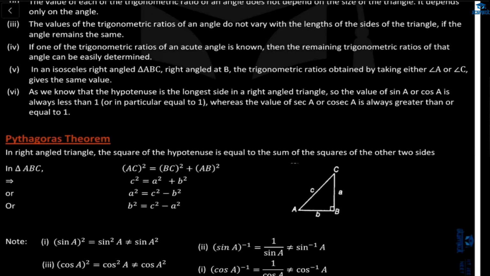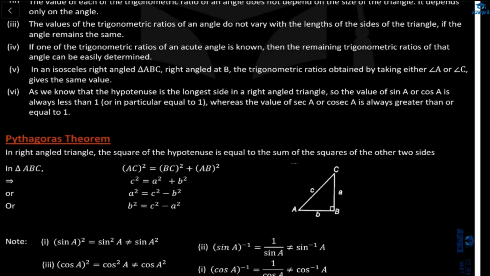As we know, the hypotenuse is the biggest side, everybody knows. We know that hypotenuse square is equal to the sum of the squares of the other two sides. So if you see the trigonometric ratio of sine A, it is perpendicular by hypotenuse, so the value will always be less than 1. Cos is base by hypotenuse, and the value will always be less than 1.